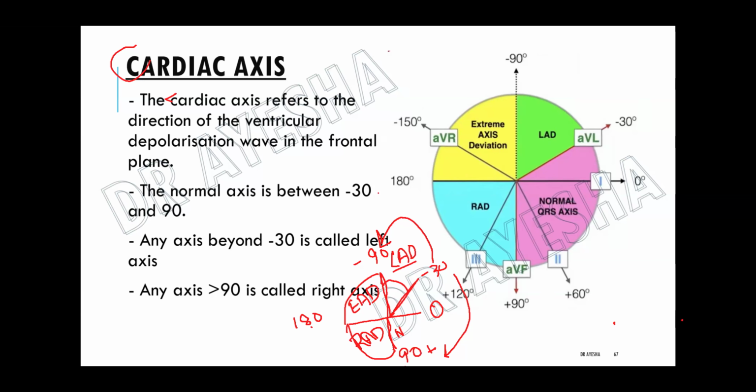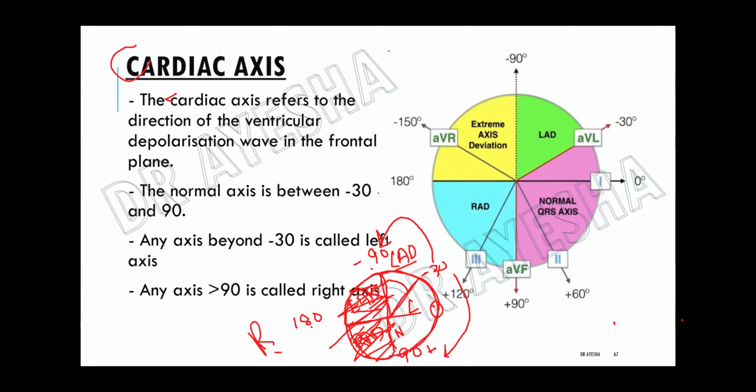Or you can say extreme right axis deviation as well. This part is all about right axis. This part is about normal or left, because our heart is left-side prominent. So this part of the circle is the left. This is the normal, and from -30 to -90 is left axis deviation. Other than that, this half of the whole circle is right axis deviation.